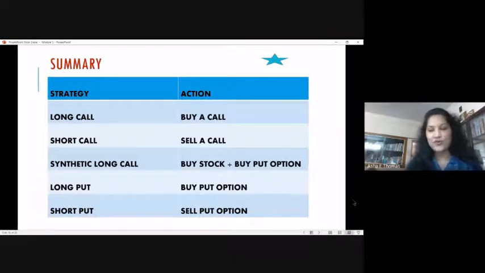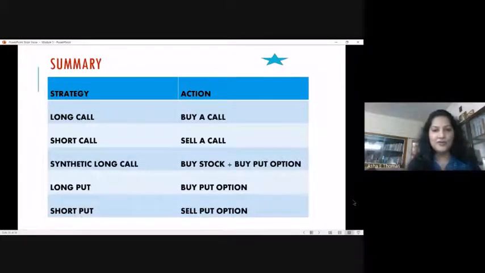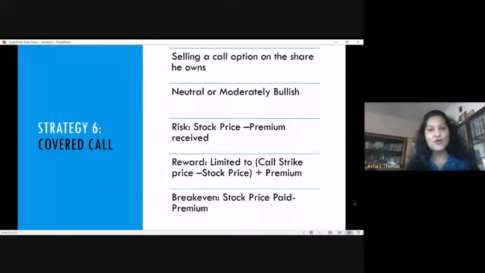Now let's go to the new ones. Today, I think you will feel it comparatively easier, but every new strategy which we are going to learn is actually pitching on these basic options. It's actually a different combination based on these. Okay, so that's why you might feel it a little easier. The 6th strategy is covered call.